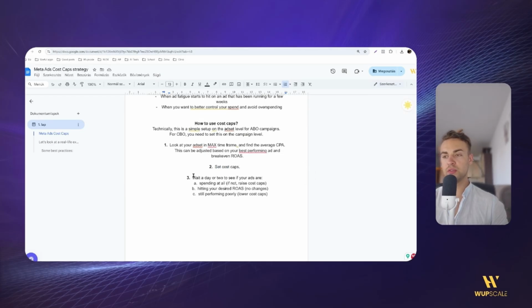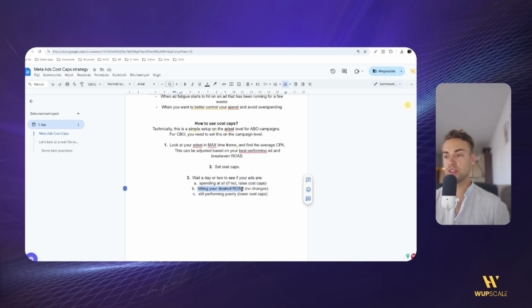And then you need to wait a day or two because there are three possible outcomes. First off, you need to see if your ads are spending at all, because maybe you set the cost caps too low and Meta says you can't get purchases at the current cost cap, so you're not going to spend any money. And if this is the case, you need to raise your cost caps.